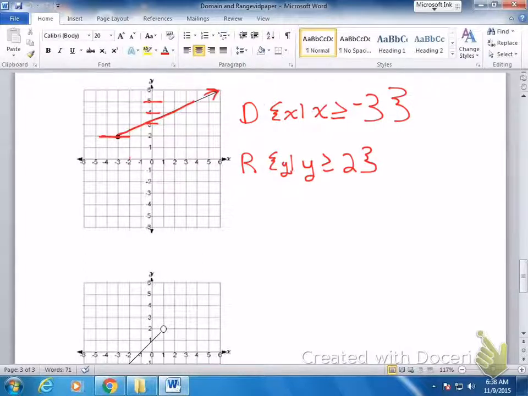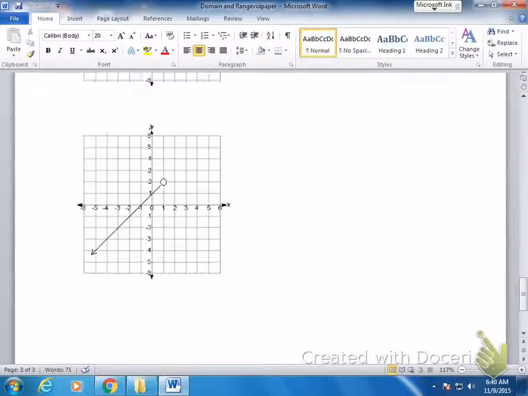So if it has an arrow at the end, it's not going to be in between two numbers. It's going to be greater than or less than some numbers. Let's look at this last graph real quick. Now notice this one going in the opposite direction also has an open point. So we're talking about greater than and less than.